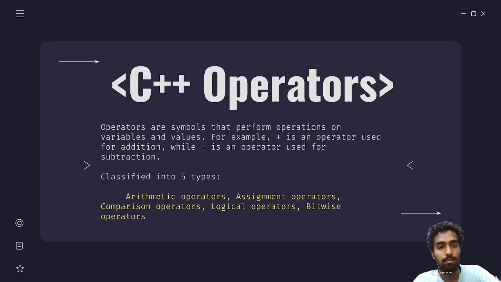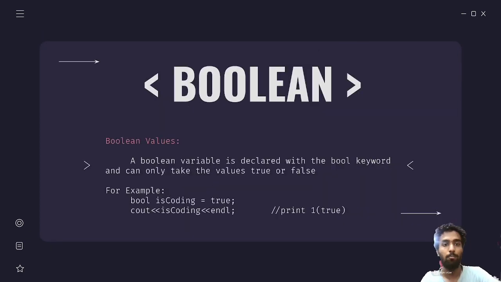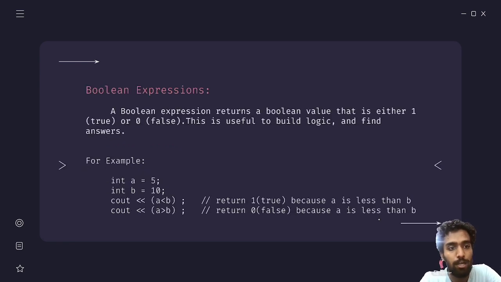So in the last class, we did C++ operators. Now we will be seeing boolean values. So what are boolean variables? A boolean variable is declared with the bool keyword and can only take the values true or false. For example, bool isCoding equals true. If you print isCoding, it will print 1. In the last class, we have seen how we can print a variable, right? For now, let's move ahead.